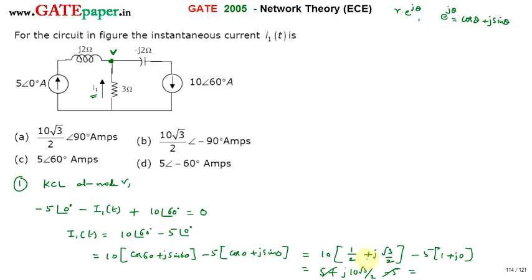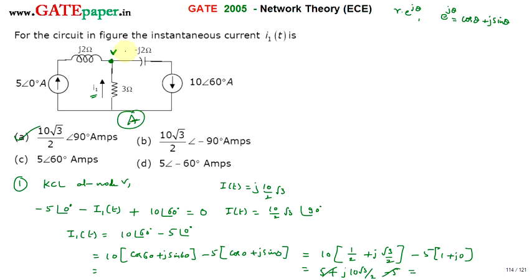I1 of t is equal to j times 10 by 2 root 3. This j can be written as a phase of plus 90 degrees, so I1 of t is equal to 10 by 2 root 3 of 90 degrees. So the right option is A. A is the right option that you get from simple KCL.